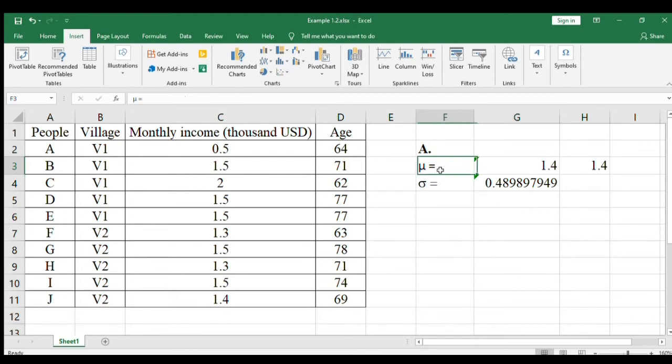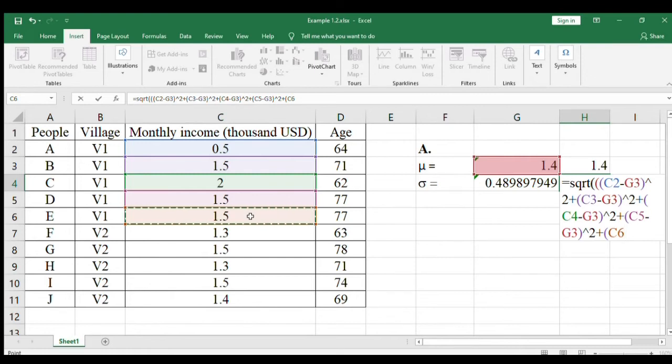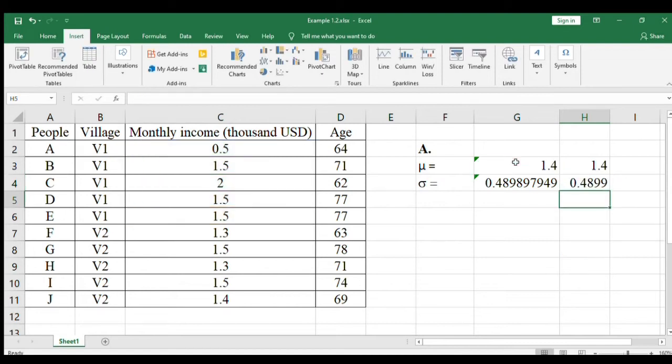Remember that the unit of the standard deviation is the same as the unit of the population mean. So this is $0.489,000. We can also use the formula to calculate the population standard deviation, and we get the same result, $0.489,000.